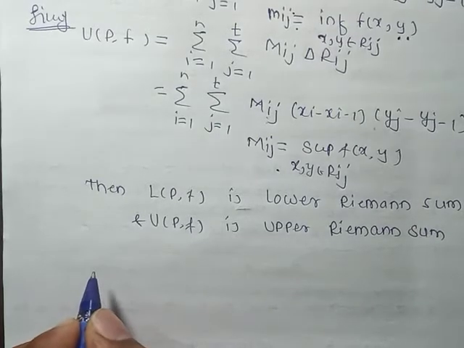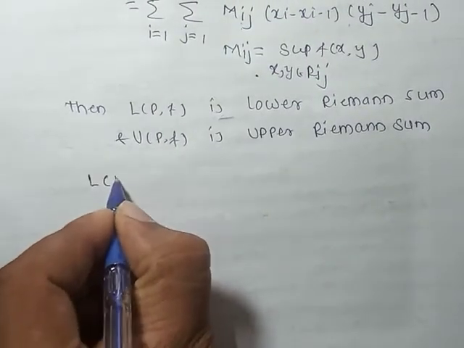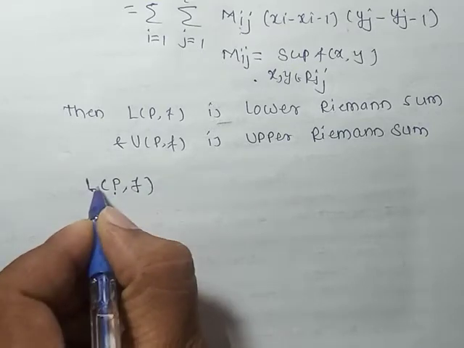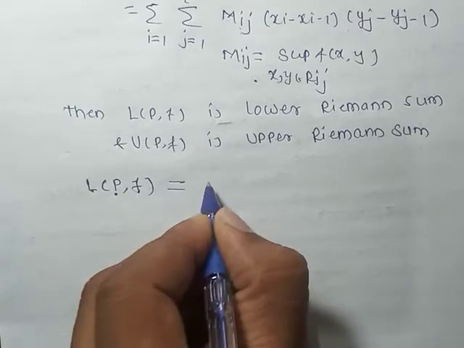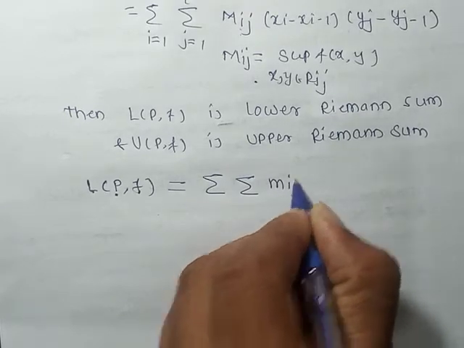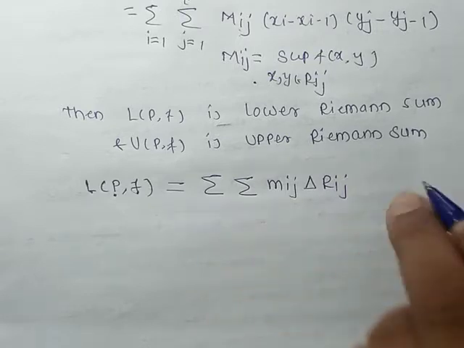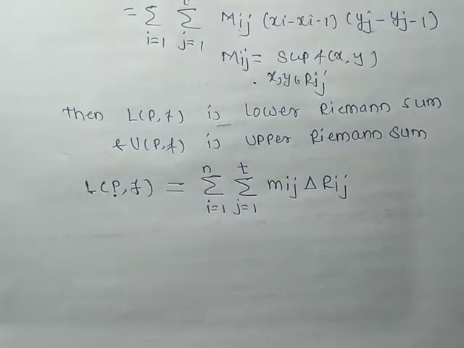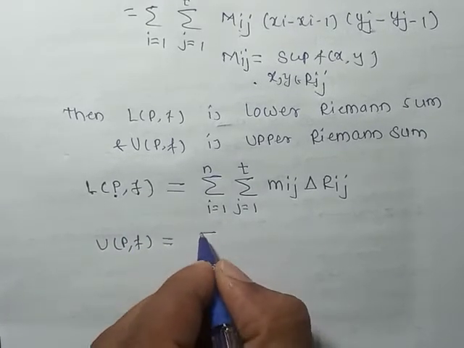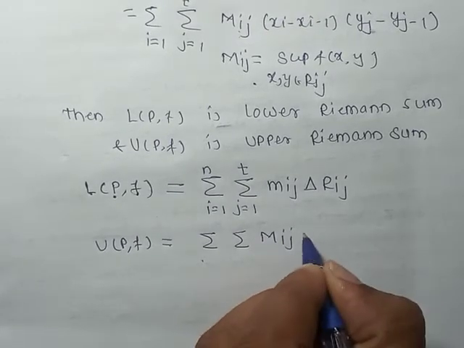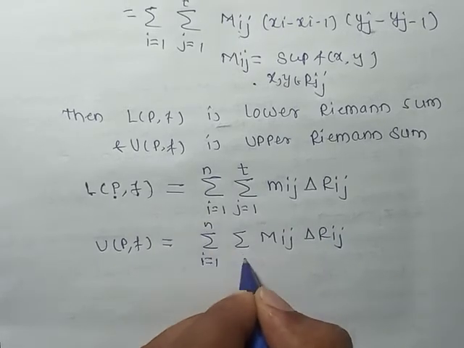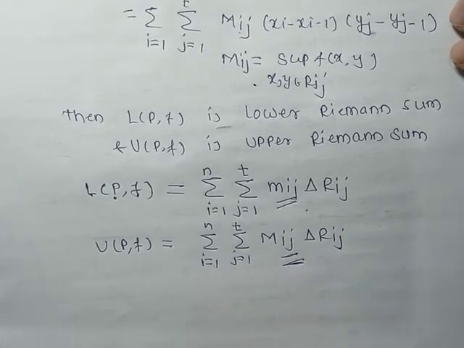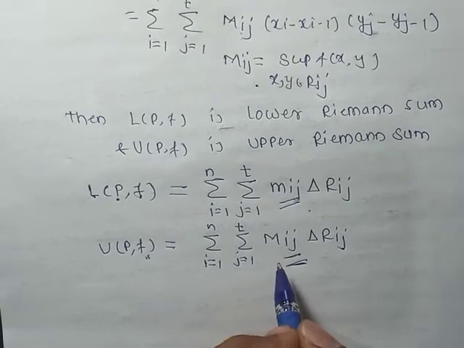So what is the lower Riemann sum? May I repeat? The lower Riemann sum of this function f with respect to partition P is equal to the summation of mij into delta Rij, where i runs from 1 to n and j runs from 1 to t. We should know what is meant by delta Rij. Similarly, the upper Riemann sum of the function f with respect to partition P is equal to the summation of capital Mij into delta Rij, where i runs from 1 to n and j runs from 1 to t. Here it is the infimum and the supremum of the function f over the rectangle Rij.